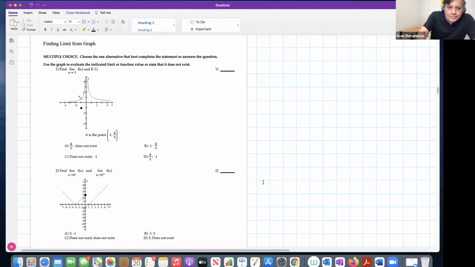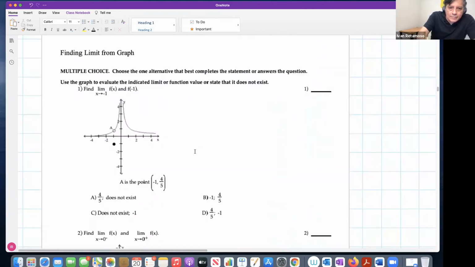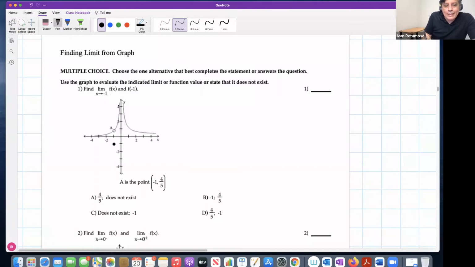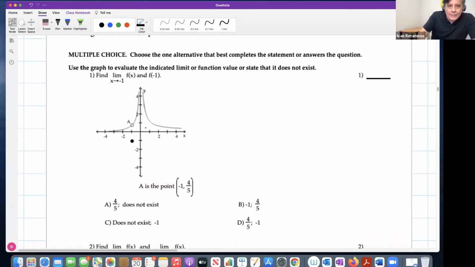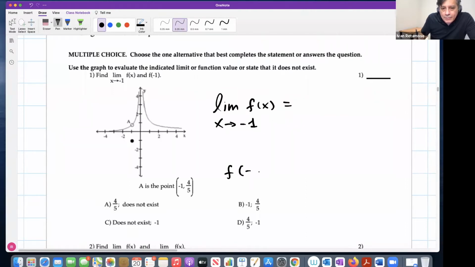For example, here, the first question, I'm going to ask you to think about this. It says, find the limit of this function, whose graph is this, as x approaches -1. What is this limit? And together with that, they want you to evaluate the function at x equal to -1, input value -1. So these two things. Can anyone figure this out? I will give you some time.